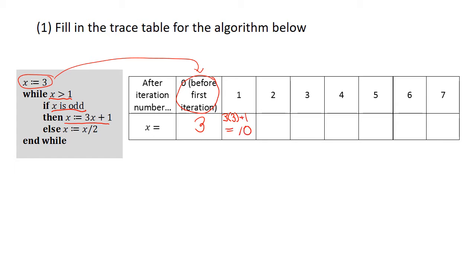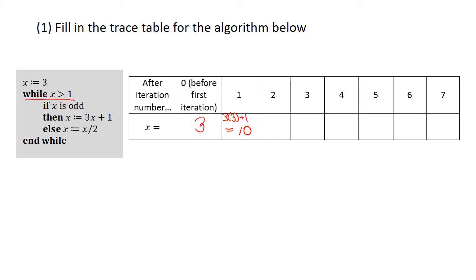Okay, and then we do not do the else part because that is what you would do if the if part was false. So we don't do that part. Okay, so then we're done with the while loop. So we come back and try to check the while condition again. So let me just erase this stuff here. Okay, so now we're going to come up to this part again and check the while condition.